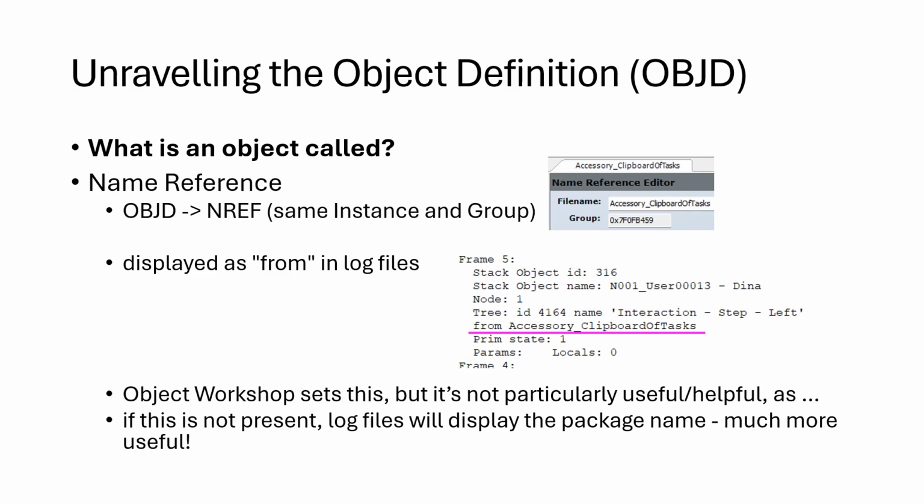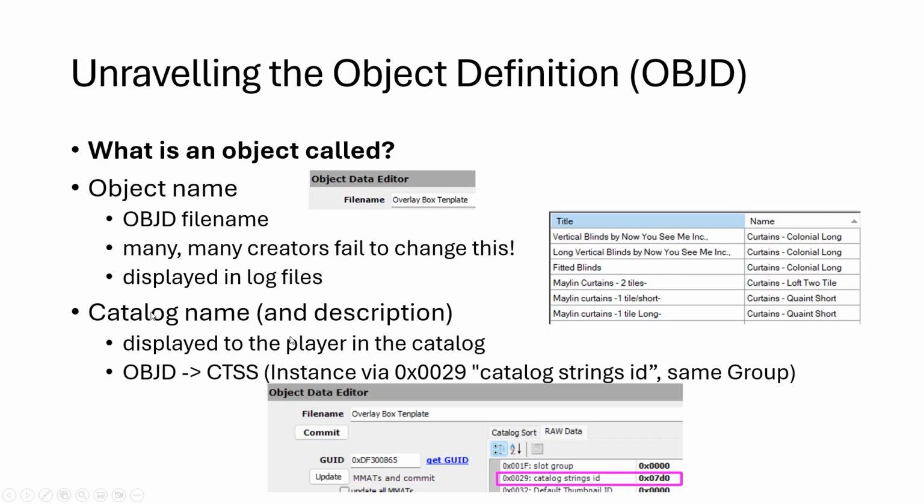Let's just pop back to the slides. Yeah. So, going back to the object name, saying that many people failed to change the object definition, I just went through some of my own custom content, and I have 3 different blinds, all called curtains colonial long, and 2 different blinds called curtains quaint short. So if this one generates an error, it would have told me that curtains colonial long threw the error, and I'd have no idea which one of these it was. So, content creators, please change the object names.